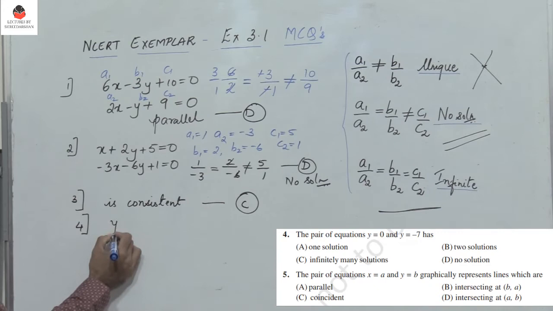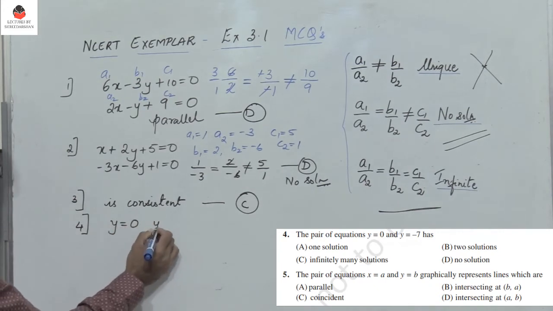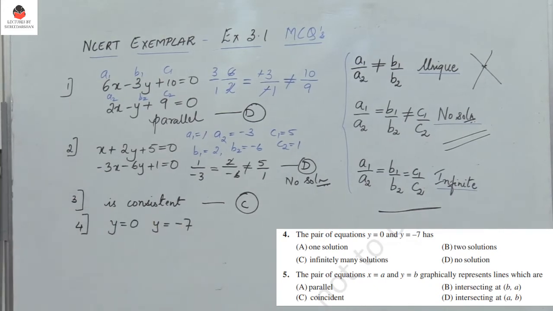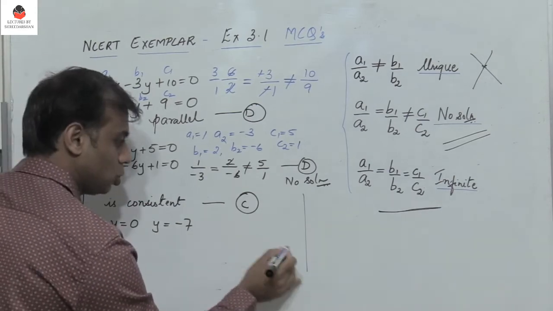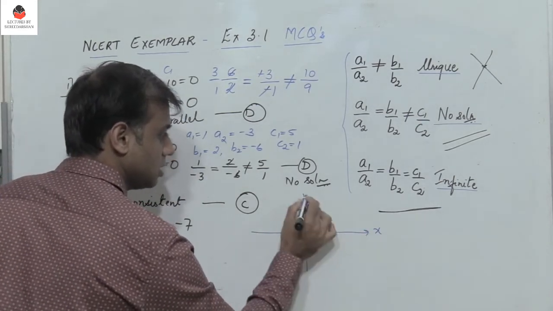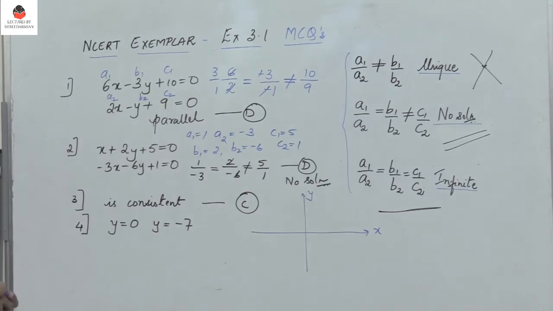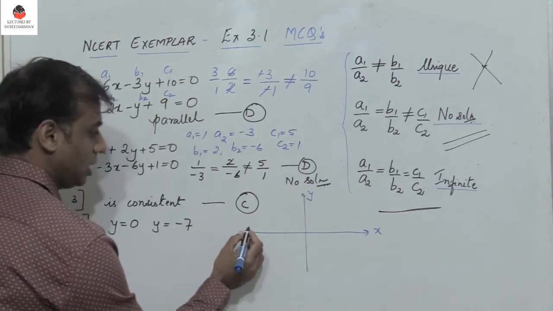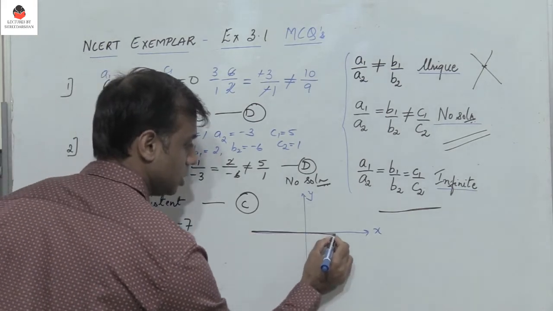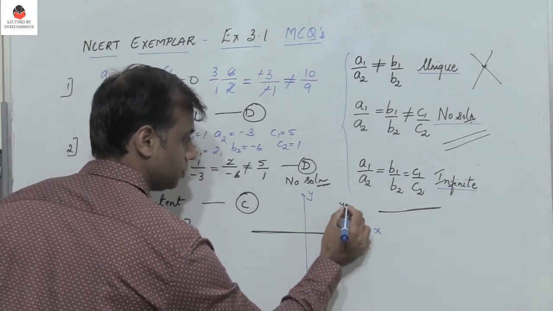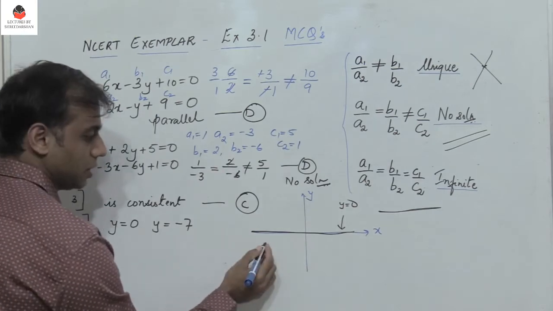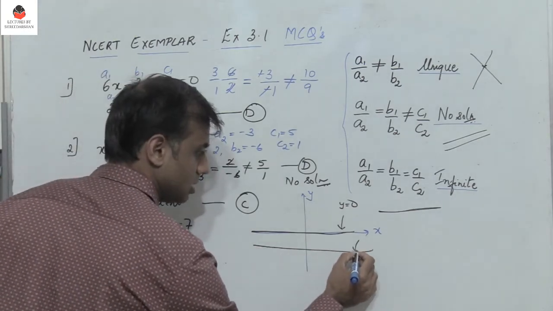Question 4. The pair of equations y equal to 0 and y equal to minus 7 has. So let me draw these two lines. So this is the x-axis and this is the y-axis. Now y equal to 0 basically represents the x-axis. So this is y equal to 0 and y equal to minus 7. So I have another line, y equal to minus 7.